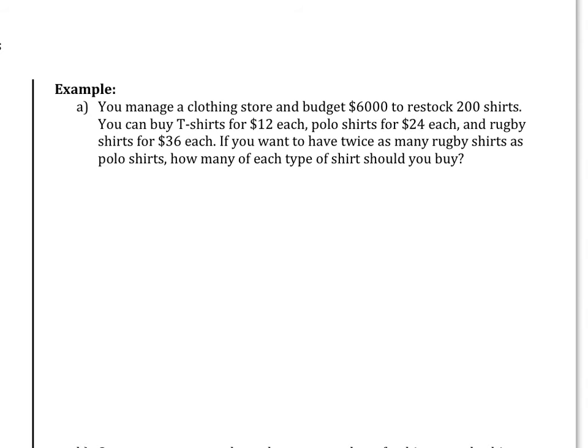Now let's look at two word problems. Since we're in a system of three equations, you can expect to have three variables in the word problem that you need to solve. So let's look at this one. You manage a clothing store and budget $6,000 to restock 200 shirts. You can buy t-shirts for $12 each, polo shirts for $24 each, and rugby shirts for $36 each. If you want to have twice as many rugby shirts as polo shirts, how many of each type of shirt should you buy?